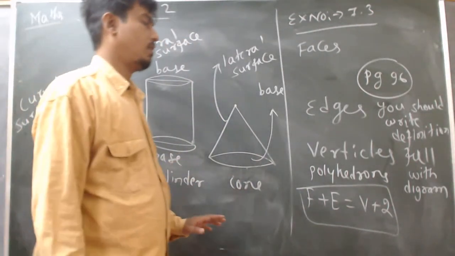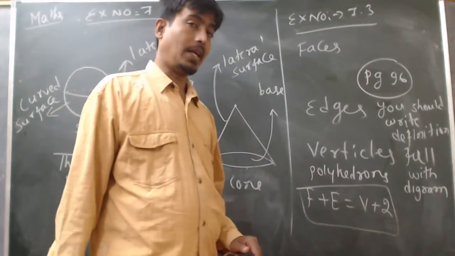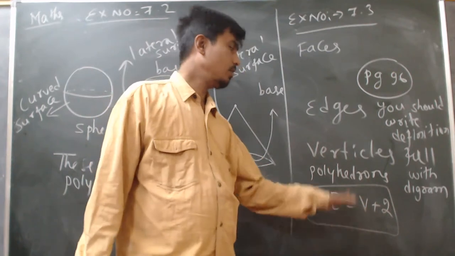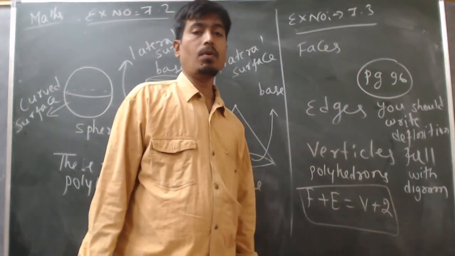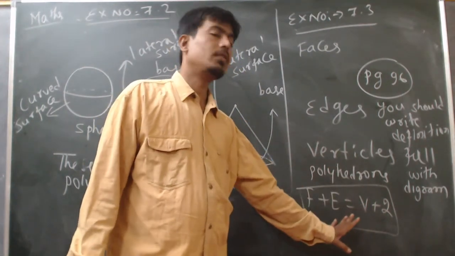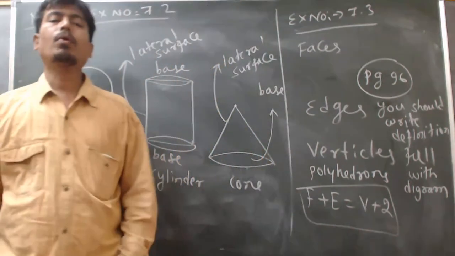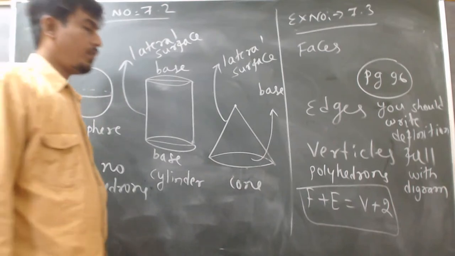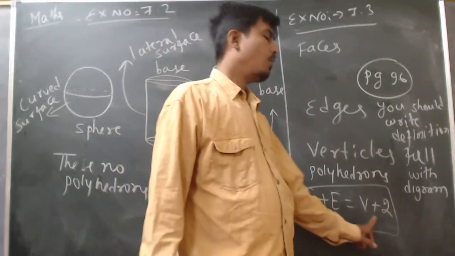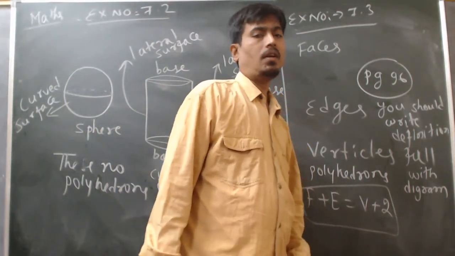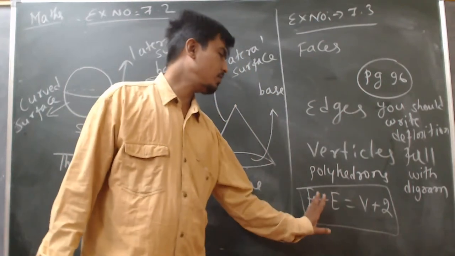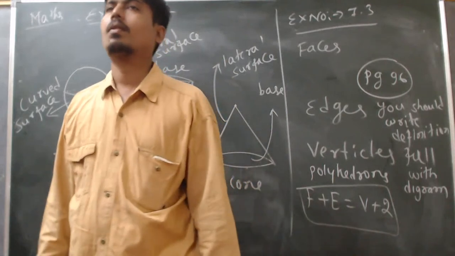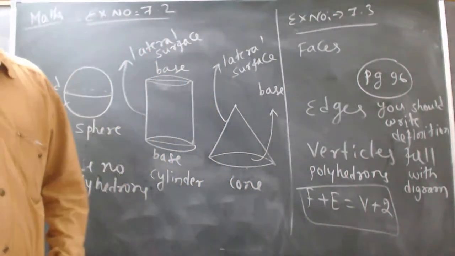Another easy way, one of our great scientists, Euler, made you understand that if LHS equals RHS, it is a polyhedron. If LHS is not equal to RHS, it is not a polyhedron. So very interesting it is. F stands for faces, E stands for edges, V stands for vertices. In this, what faces and edges are there? It should equal vertices plus 2. And it was given by the great scientist Euler.